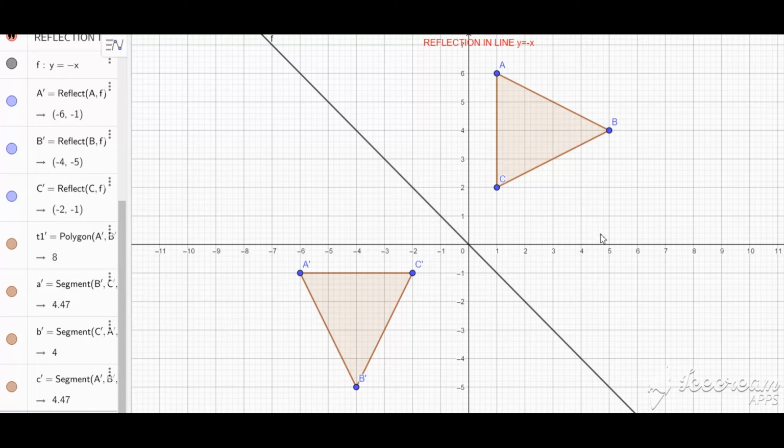Look at B. B is 5, 4. So when it's reflected in the line y equal -x, the coordinates switch. So it becomes -4, -5. So they switch and they become the negative of what they were.